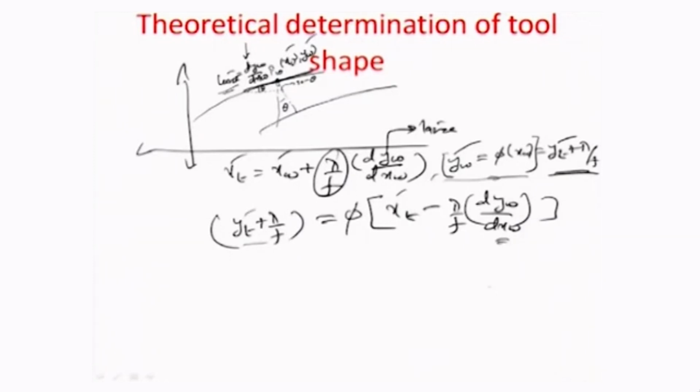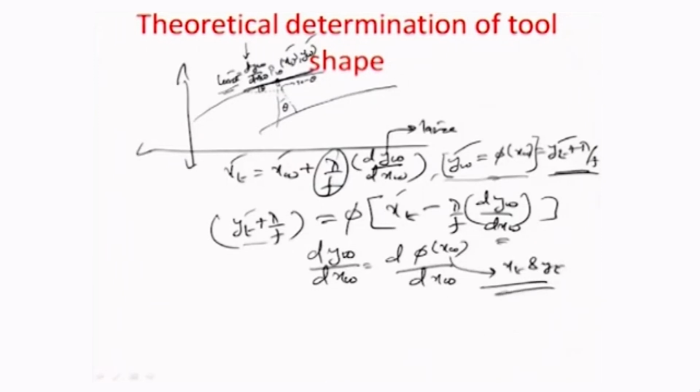So, therefore, the whole essence that is involved in all this is to somehow be able to write this dyw by dxw, meaning thereby this is d phi xw by dxw, in terms of xt and yt. So, then this whole equation can be converted into all xt's and yt's, and the function therein which would be plotted would be a map of xw into yw into xt yt.